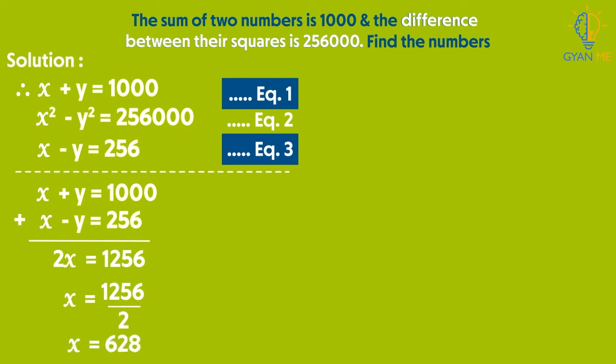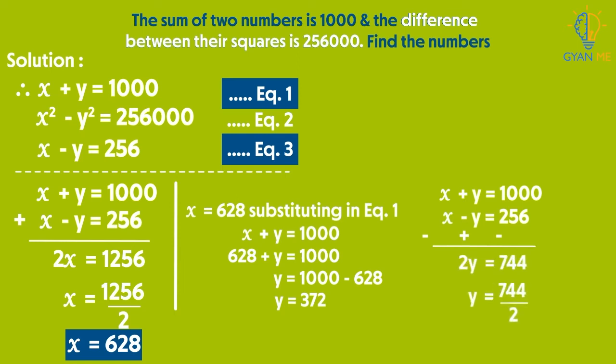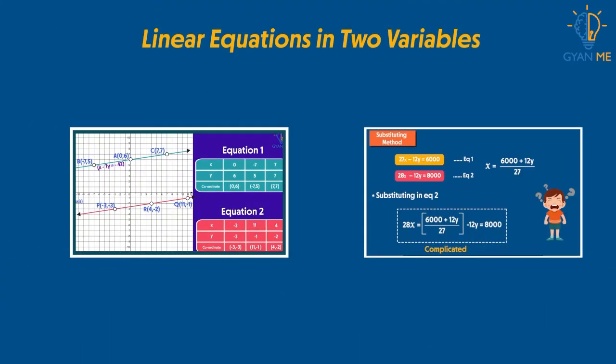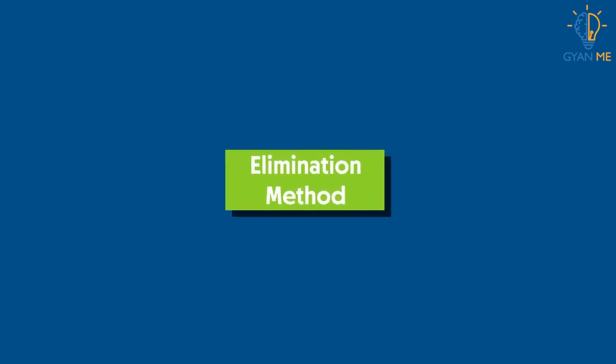On solving, we get x equal to 628. Now, for getting y, either put x back in an equation or subtract both equations. By doing so, we get y equal to 372. Thus, the two numbers are 628 and 372. So students, in this video, we have learned that it is not always possible to use the graphical method or substitution method. In such cases, we make use of the elimination method.